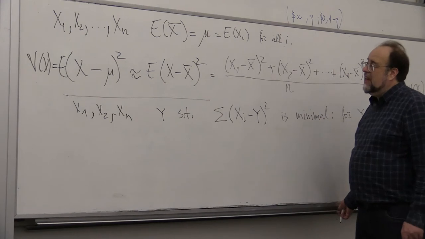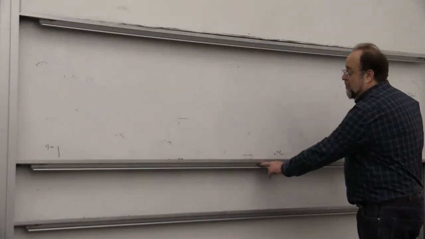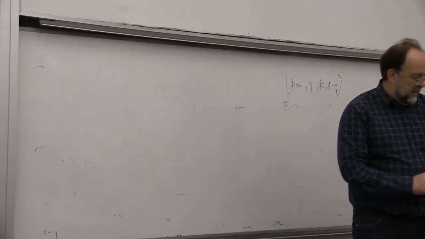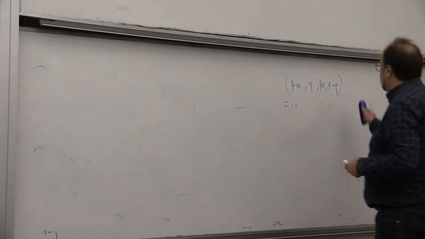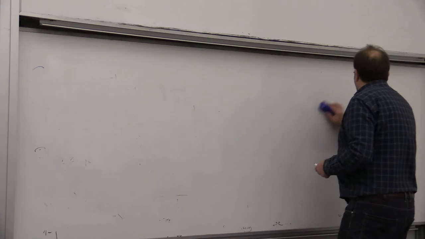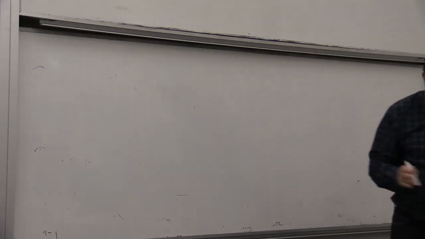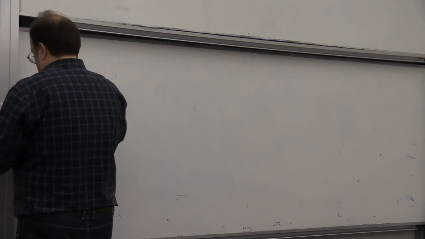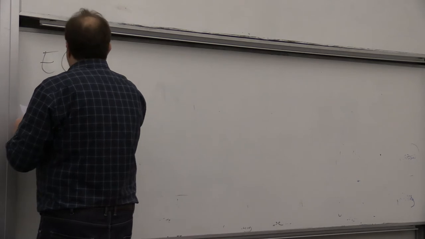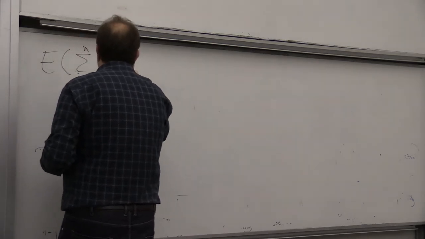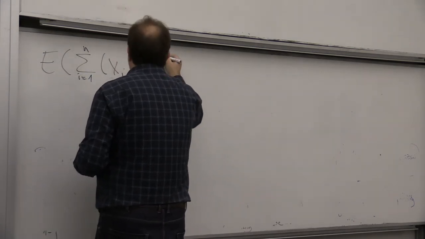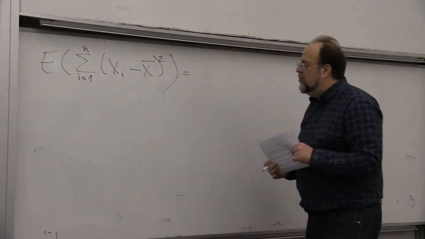So we now want to see how to get a proper unbiased estimation of the variance. So, without making unwarranted assumptions, to compute this, let us compute in fact what the expected value of the sum, i equals 1 to n, of (xi minus the mean) squared is. So we want to compute this.